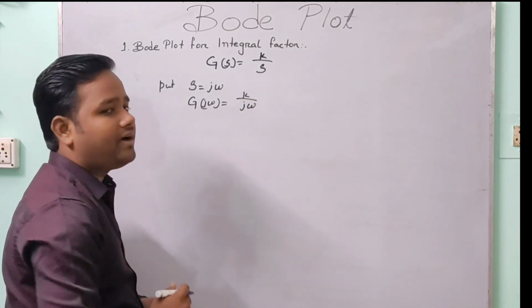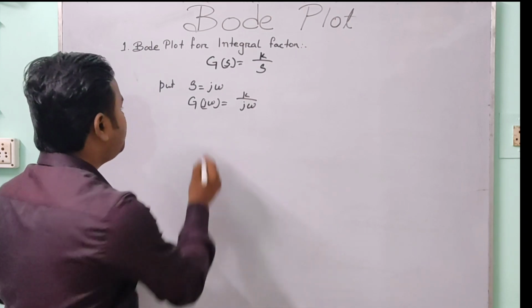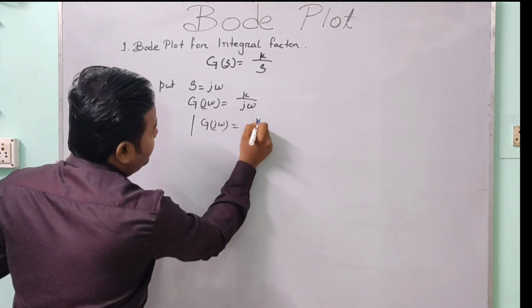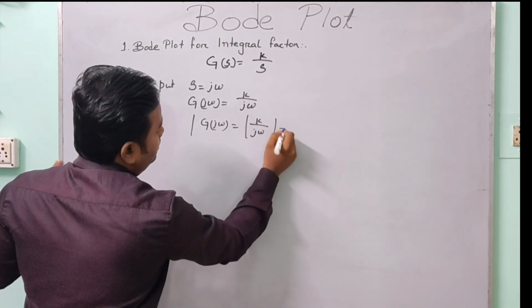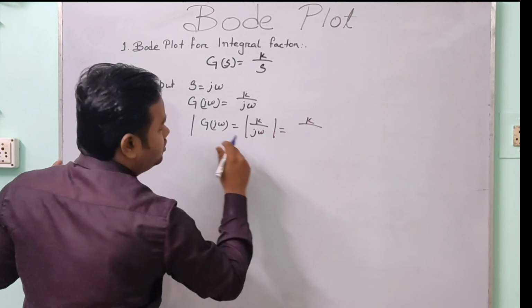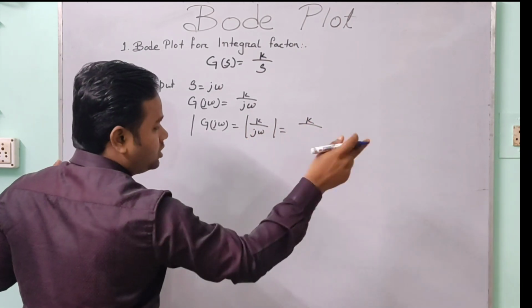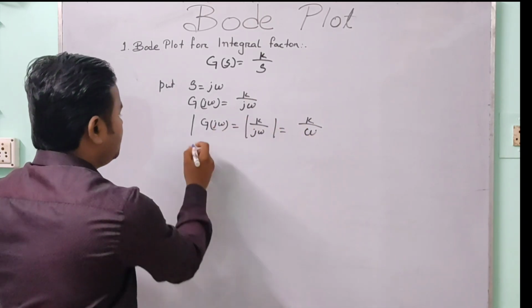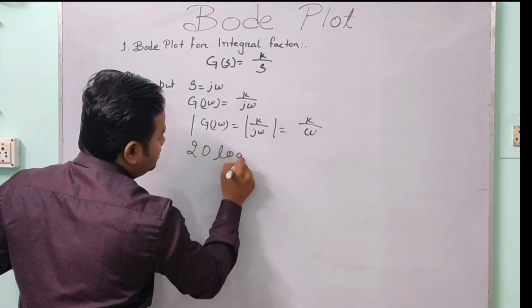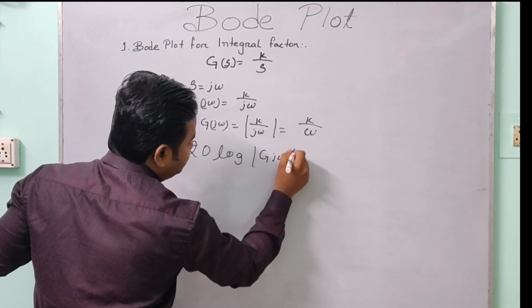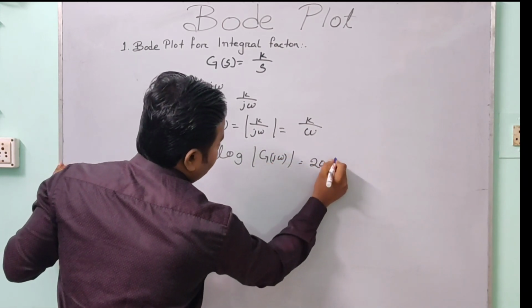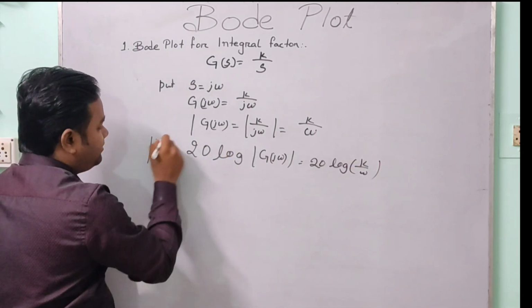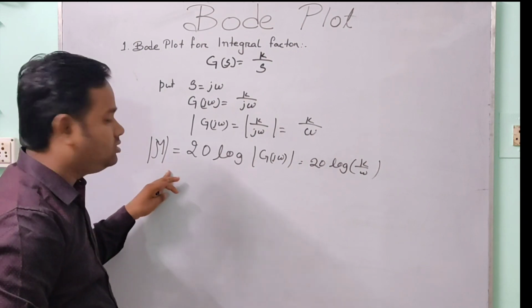In the next step we have to find its magnitude as well as angle. So first, what is the magnitude? The magnitude of G of j omega is equal to k divided by the magnitude of j omega. The k value is k, and for j omega the formula is square root of omega squared, so the value will be omega. So the magnitude is equal to k by omega, and 20 log of the magnitude of G of j omega is equal to 20 log k by omega. We have found the magnitude.